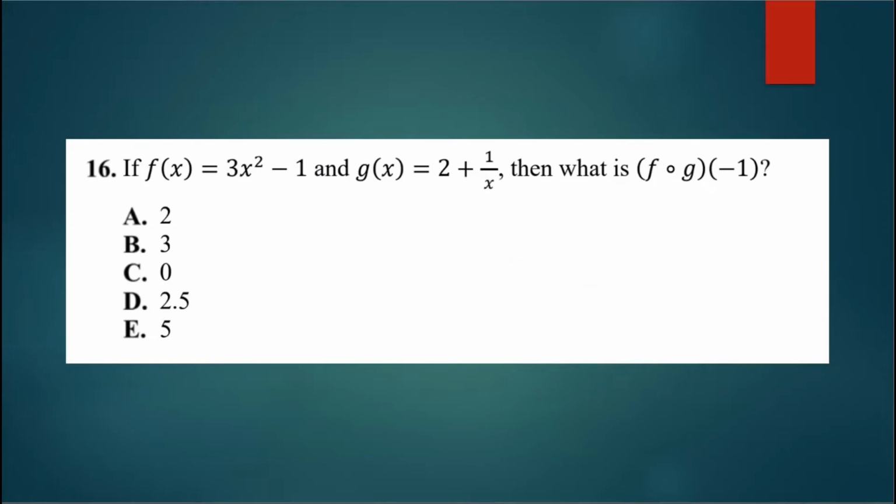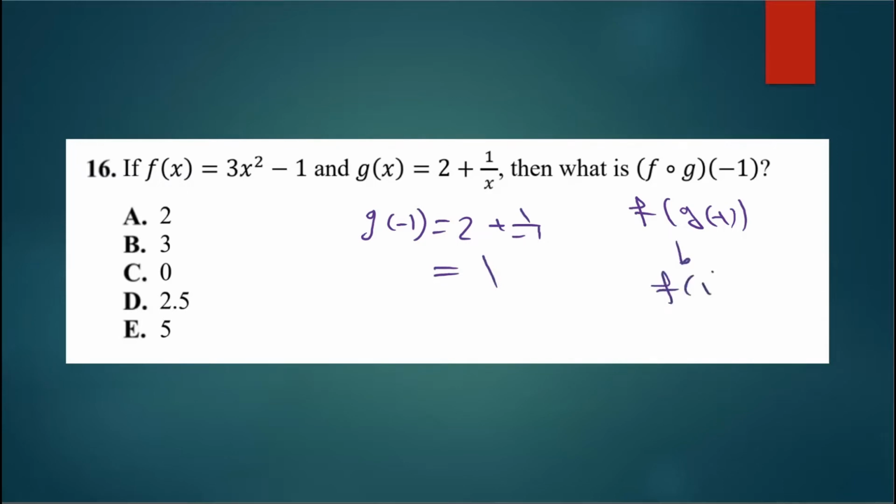If f of x equals that and g of x equals this, then what is f of g of -1? f of g of -1, okay. I will need to find g of -1 first. g of -1 obtained from this rule will be 2 plus 1 over -1, or only 1. So now this becomes f of 1. How to find f of 1? I will use the first rule. So it will be 3 minus 1. What is 3 minus 1? Obviously, this one is a.